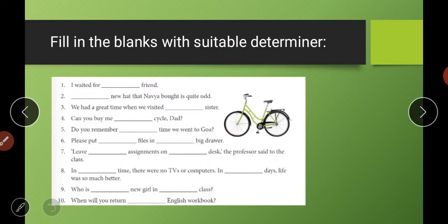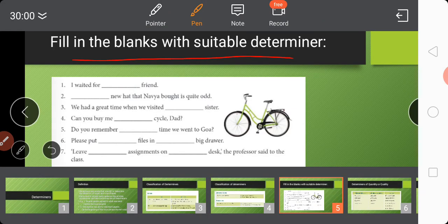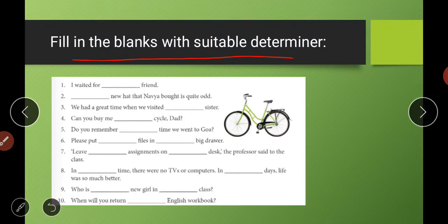Now there is an exercise for you, students. Fill in the blanks with suitable determiners. What we have to do in this exercise is just fill in the blanks with suitable determiners. You can use any determiner which you feel is suitable. First is, I waited for dash friend. We can simply use the possessive determiner my. So what will be the answer in the first blank? I waited for my friend. Next is, dash new hat.